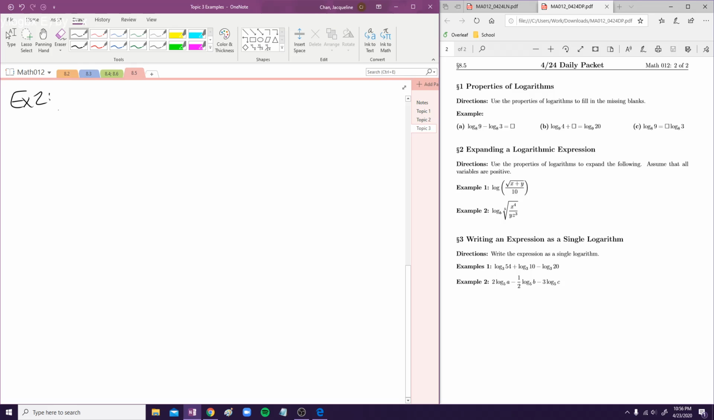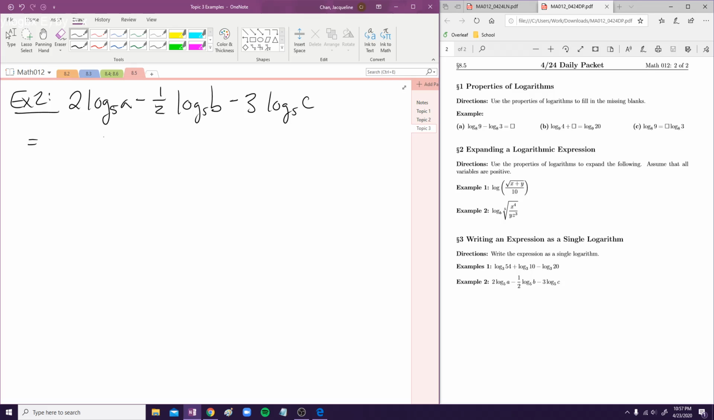Let's do example 2. Example 2, we have 2 log base 5 of A minus 1/2 log base 5 of B minus 3 log base 5 of C. Again, I'm going to show you one way to do it, but if you have other ways, just email me and ask me if it's logically correct.